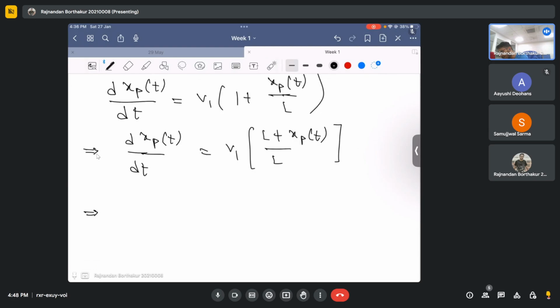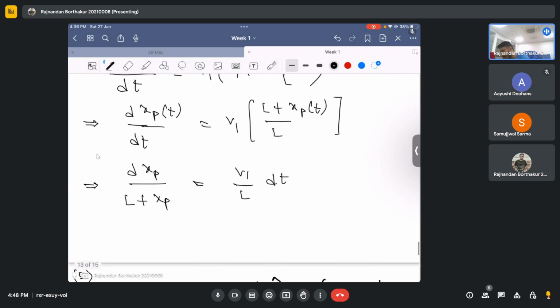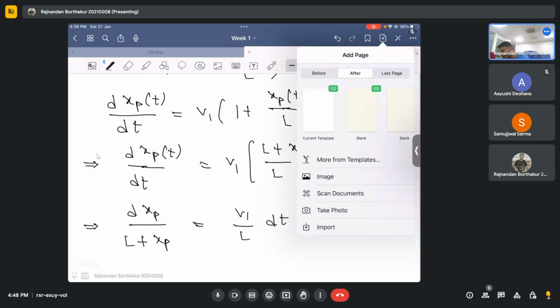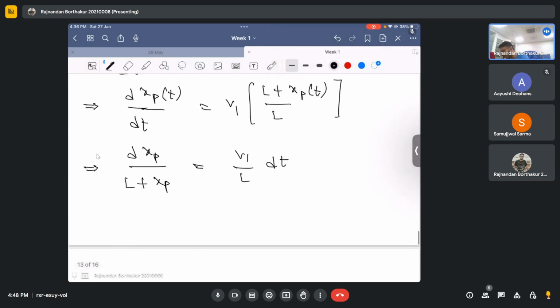So what I will do is bring this here. So this becomes dxp divided by (L plus xp), and this equals v1 by L times dt. Now we will integrate this expression, xp from 0 to xp, and time from 0 to t. The thing is that at t equal to 0, the particle is at x equals 0. That's what I'm trying to say.